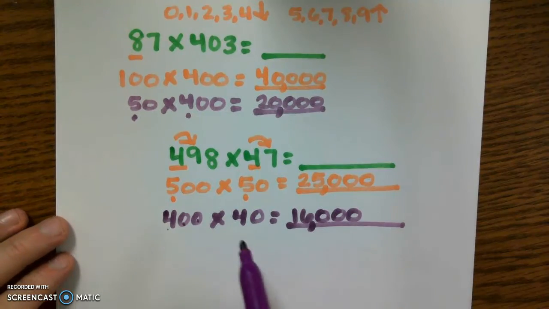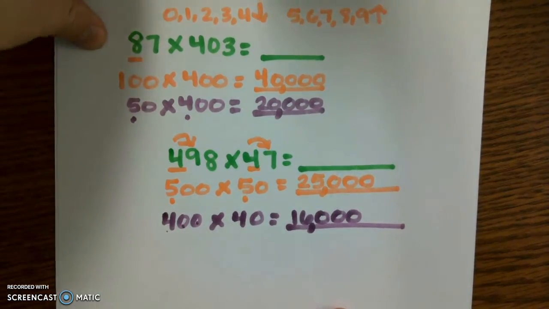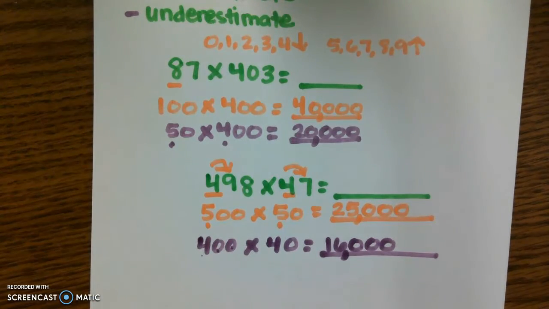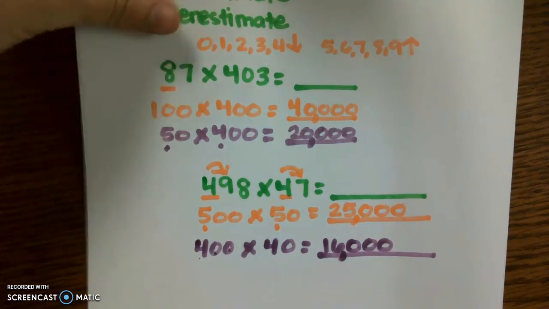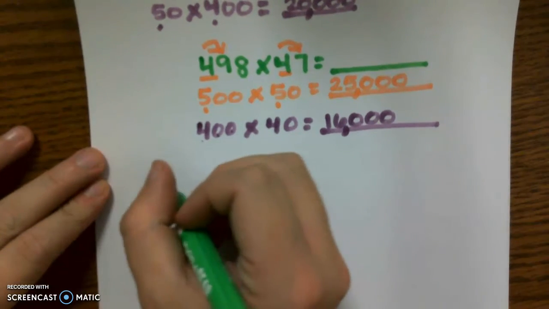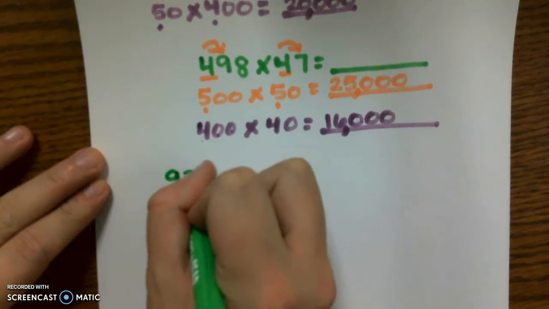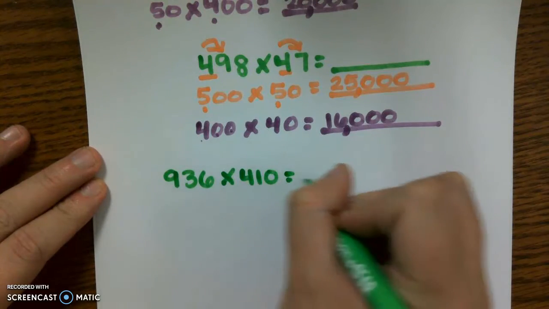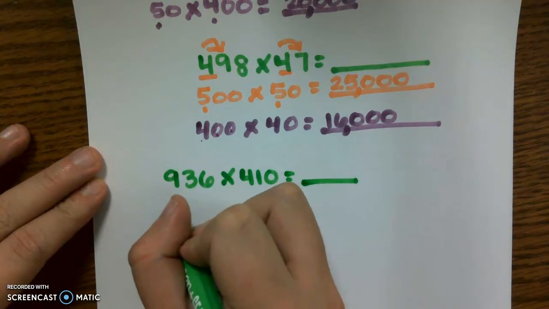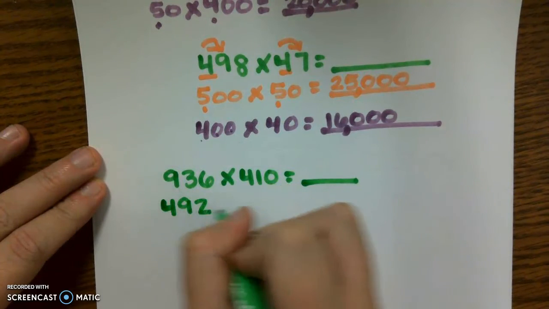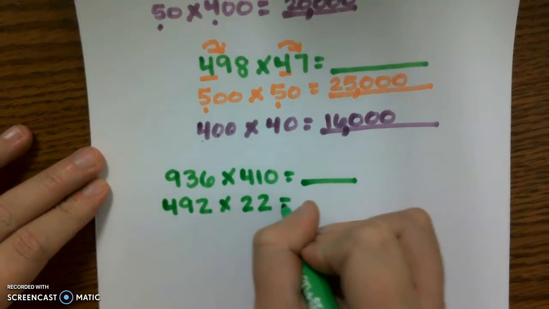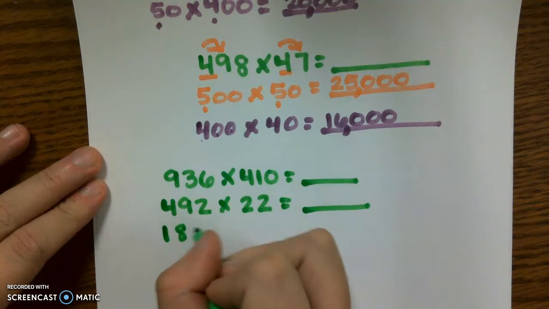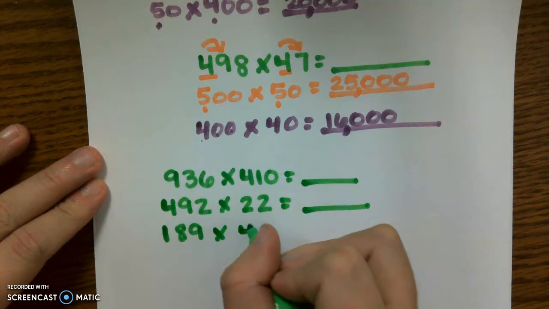But if you would like to try some of these at home, just for practice, you can try these following problems. Let me do it in green. I'm so sorry. So if you want some extra practice on estimating products, you can try 936 times 410. You can also try 492 times 22. And you can also do 189 times 46.